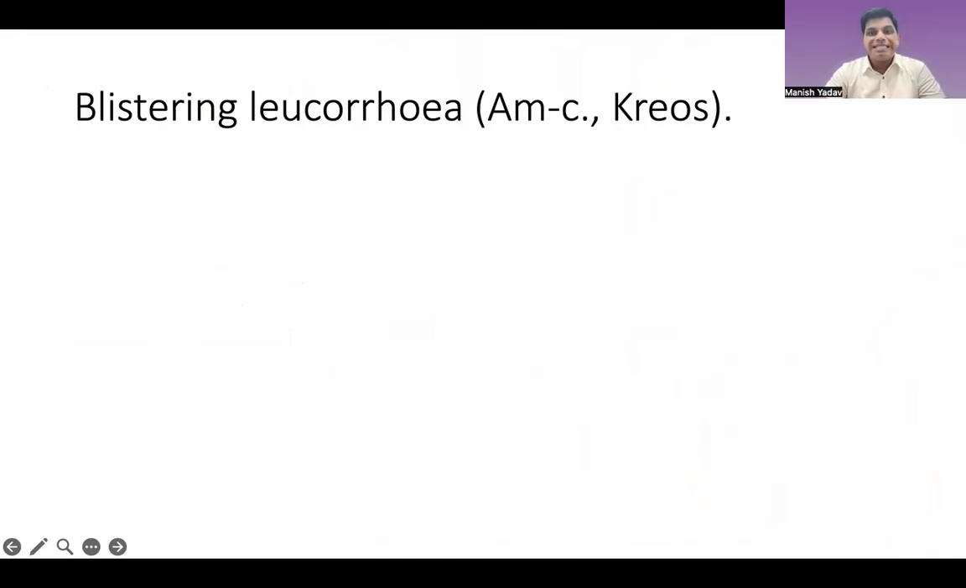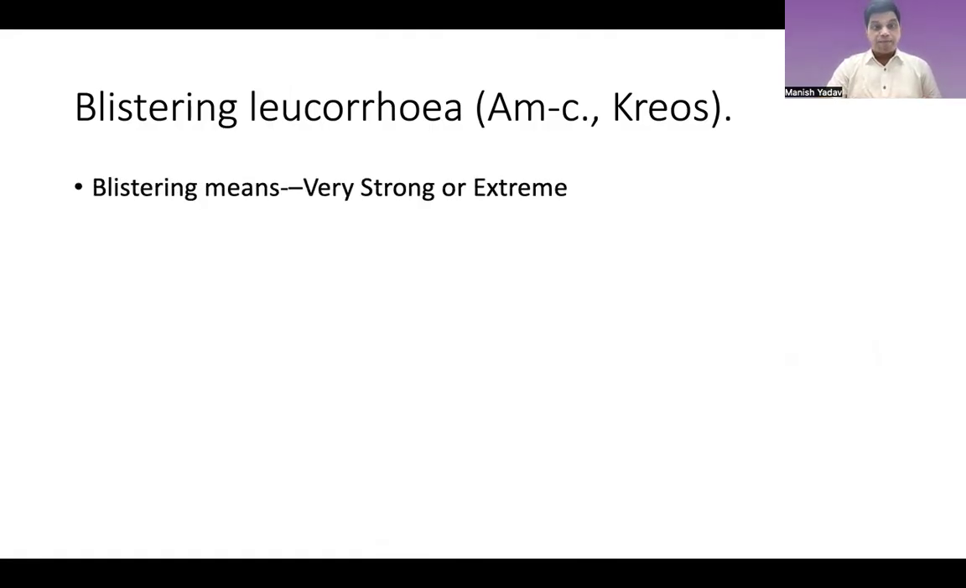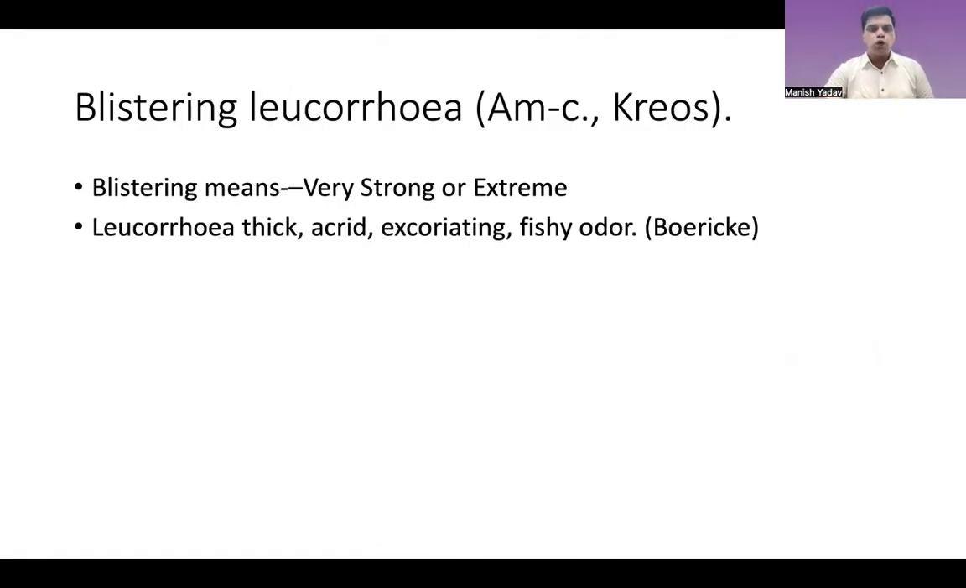There's one word called blistering leukorrhea. There's one word written there in Boger, blistering leukorrhea. Another remedy is Ammonium and Creosote. I started wondering, what is blistering? Leukorrhea is leukorrhea. Leukorrhea can be profuse, acrid, bland, offensive. What does blistering mean? Blistering means very strong or extreme. So as it is psoric, leukorrhea is an important feature. So a lot of white discharge in females, which is strong. Boericke writes, leukorrhea thick, acrid and excoriating, fishy odor.